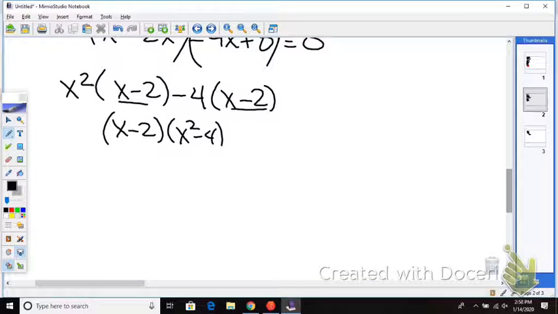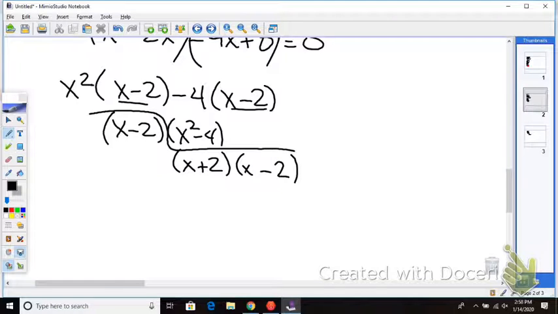It's a difference of 2 squares. Good. We got to that one quicker. Difference of 2 squares. So, when I have a difference of 2 squares, I have the plus and the minus. And I have x plus what? 2 and x minus 2. So here are my factors. These 3 factors. I'm going to set each equal to 0 and solve for x.